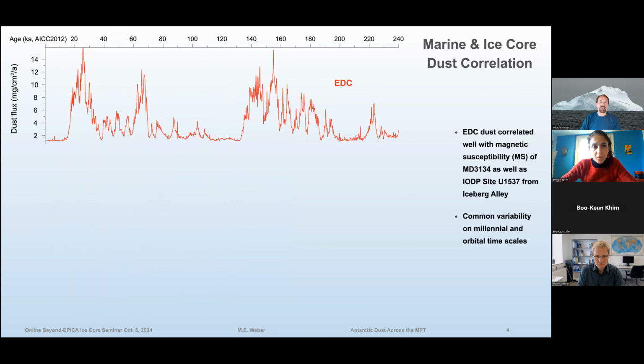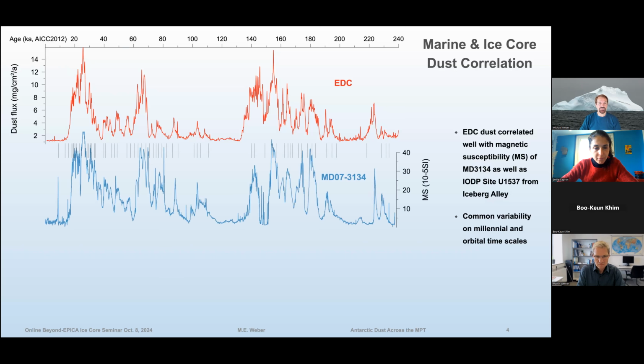And now we go back to orbital scales. This is the EDC dust record over the past 2 glacial cycles given at the top. And this is again from these earlier cores retrieved with Marion Dufresne in 2007. This is the record over the last 2 glacial cycles, again, the dust.